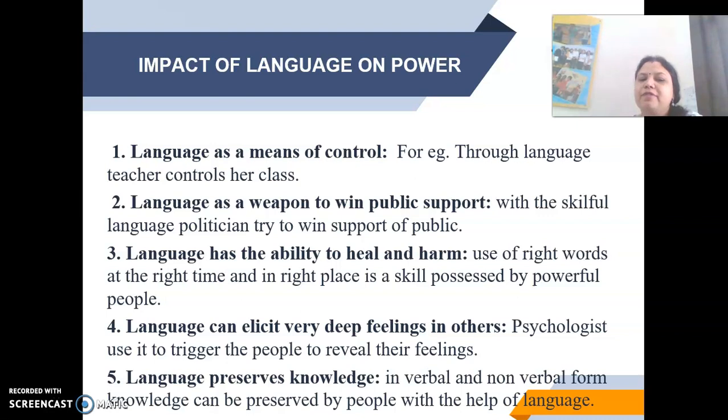Language preserves knowledge. In verbal and non-verbal form, knowledge can be preserved by people with the help of language. We have so many books which were written by ancient educationists, travelers, and learned persons, and that is only possible because of language. And the stories which we heard from our grandparents, it is also the verbal language which keeps on preserving those folklores, folk tales or folk songs from one generation to another.